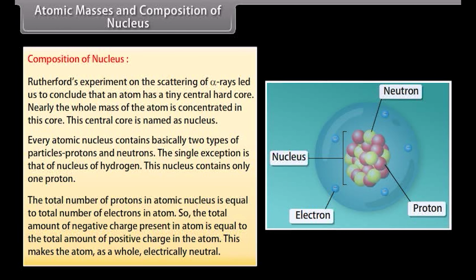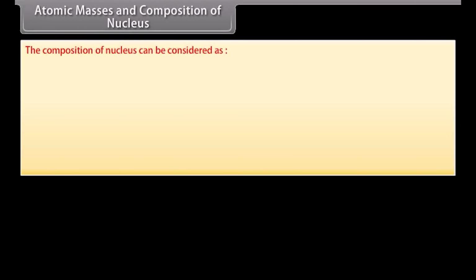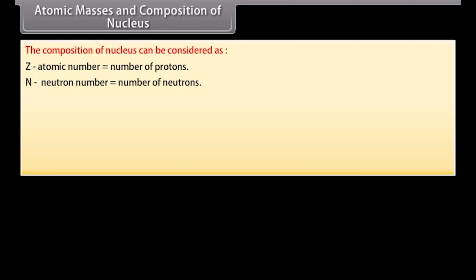The total number of protons in atomic nucleus is equal to the total number of electrons in the atom. So, the total amount of negative charge present in the atom is equal to the total amount of positive charge in the atom. This makes the atom as a whole electrically neutral. The composition of nucleus can be considered as follows: let Z be atomic number, which is equal to number of protons. Let N be neutron number, which is equal to number of neutrons. Let A be mass number, which is equal to Z plus N, the total number of protons and neutrons.